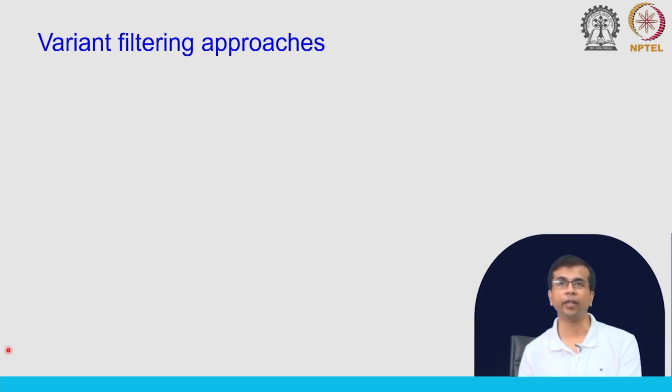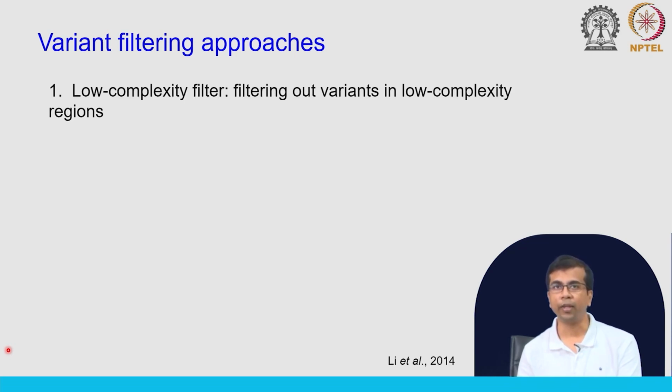So, we will talk about some of the variant filtering approaches that have been discussed in literature. One is called the low complexity filter. What happens here is that we filter out variants that are present in low complexity regions. This is being conservative, as we have discussed. In low complexity regions we have alignment issues, which means we can get a lot of erroneous variant calls, SNPs as well as small indels. So, maybe it is better sometimes to just filter out variants in low complexity regions. We do not even consider variants that are present in these regions.